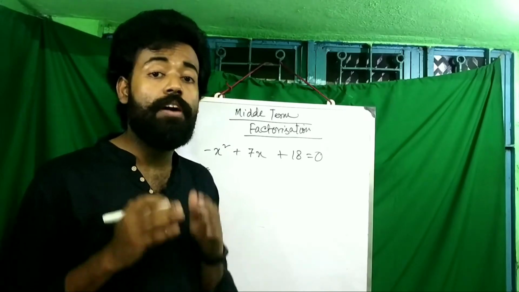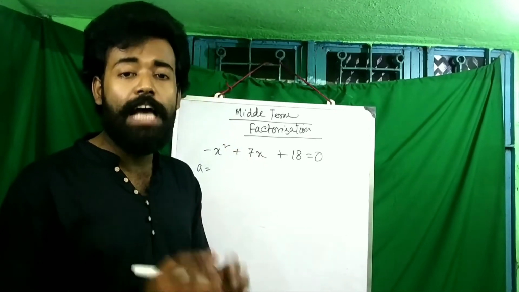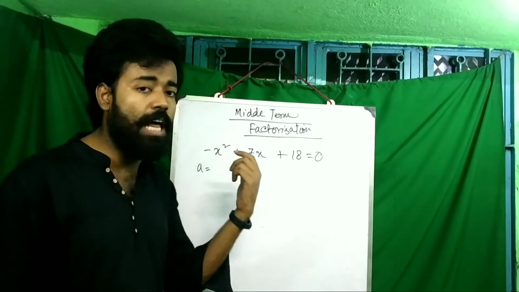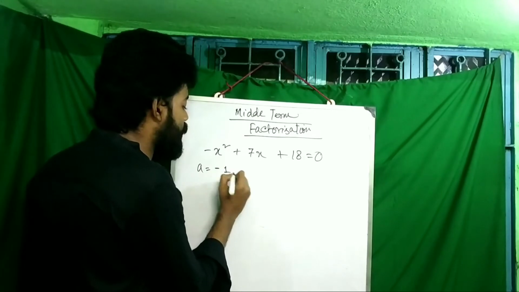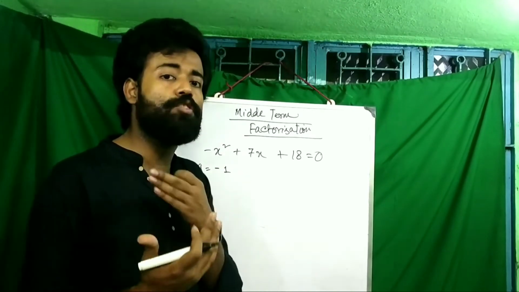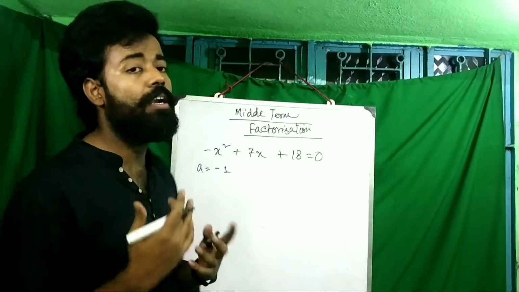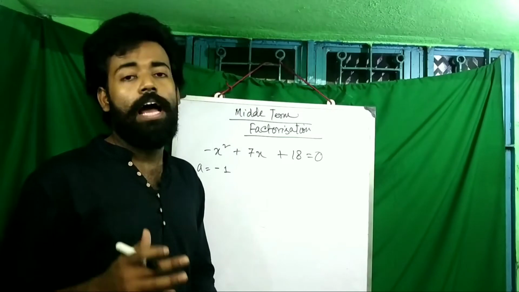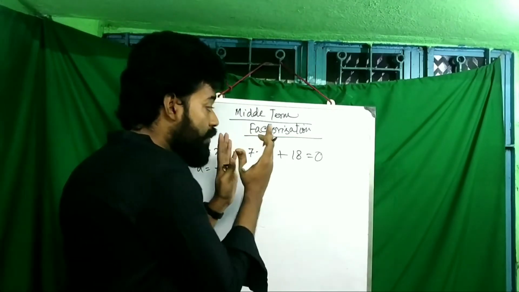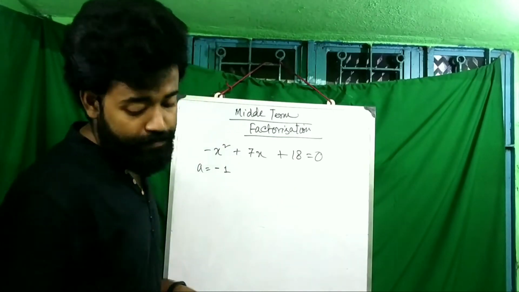Whatever is present along with x squared, that will be the value of a. So what is present along with x squared? Minus. Now you cannot write minus alone, so with that you have to write minus 1, because minus 1 into x squared will be minus x squared. And similarly, whatever will be present with x, that will be b, and whatever will remain alone, just like Niladri, that will be our c.